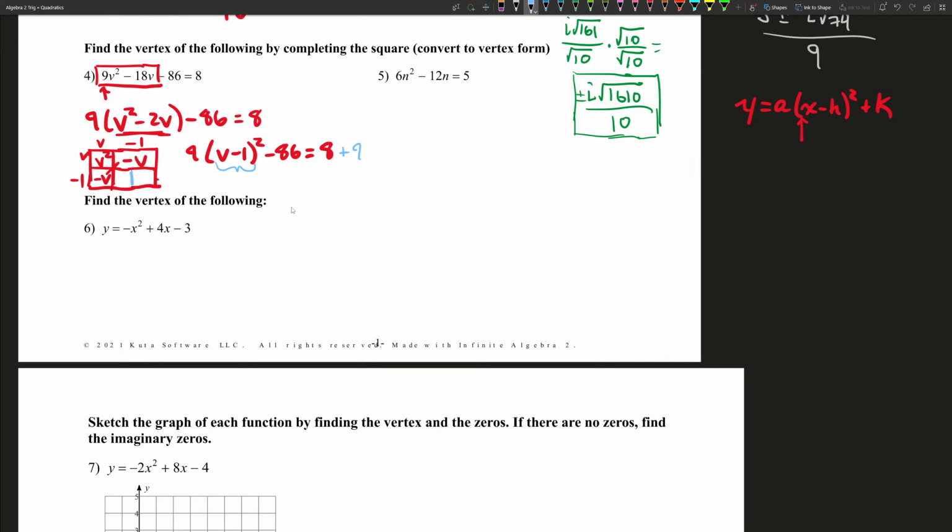And then all we have to do is get everything to the left. So we get 9 times (v minus 1) squared. 8 plus 9, that's 17. Negative 86 minus 17 is negative 103. Okay, so our vertex then is (1, negative 103).